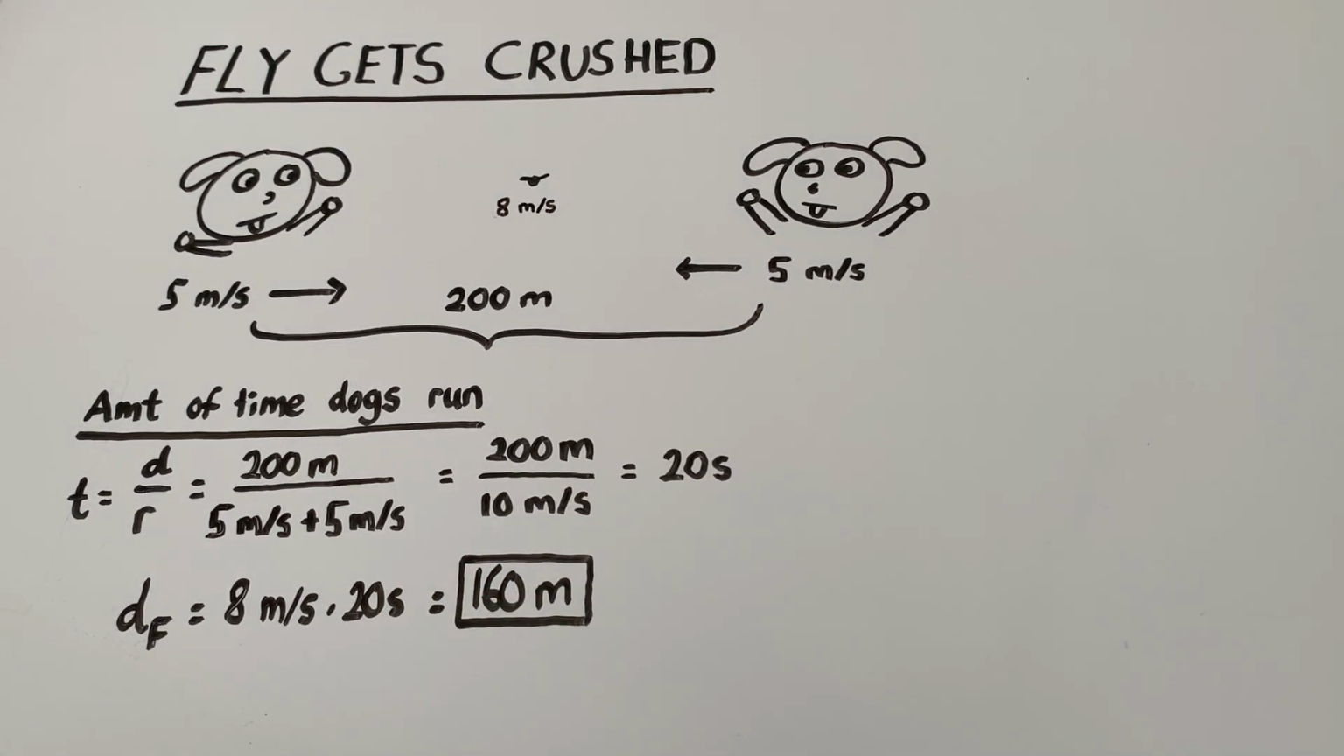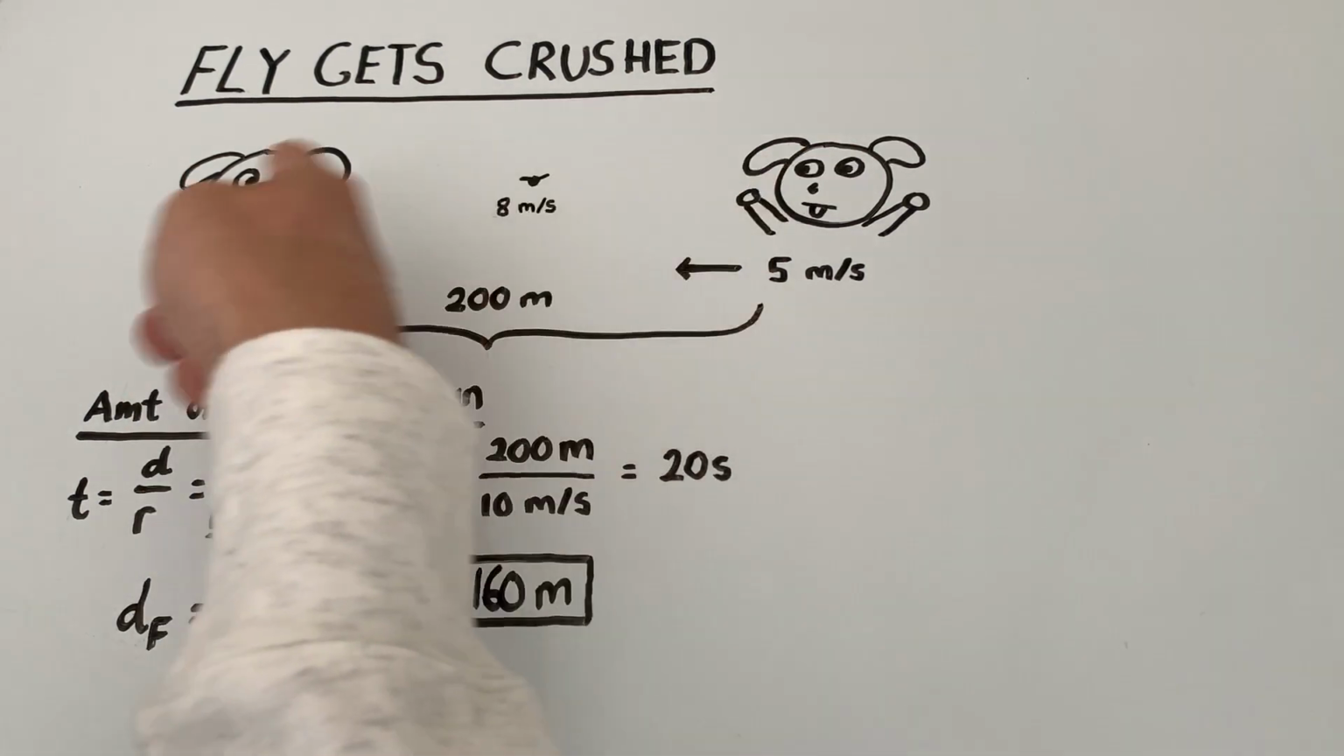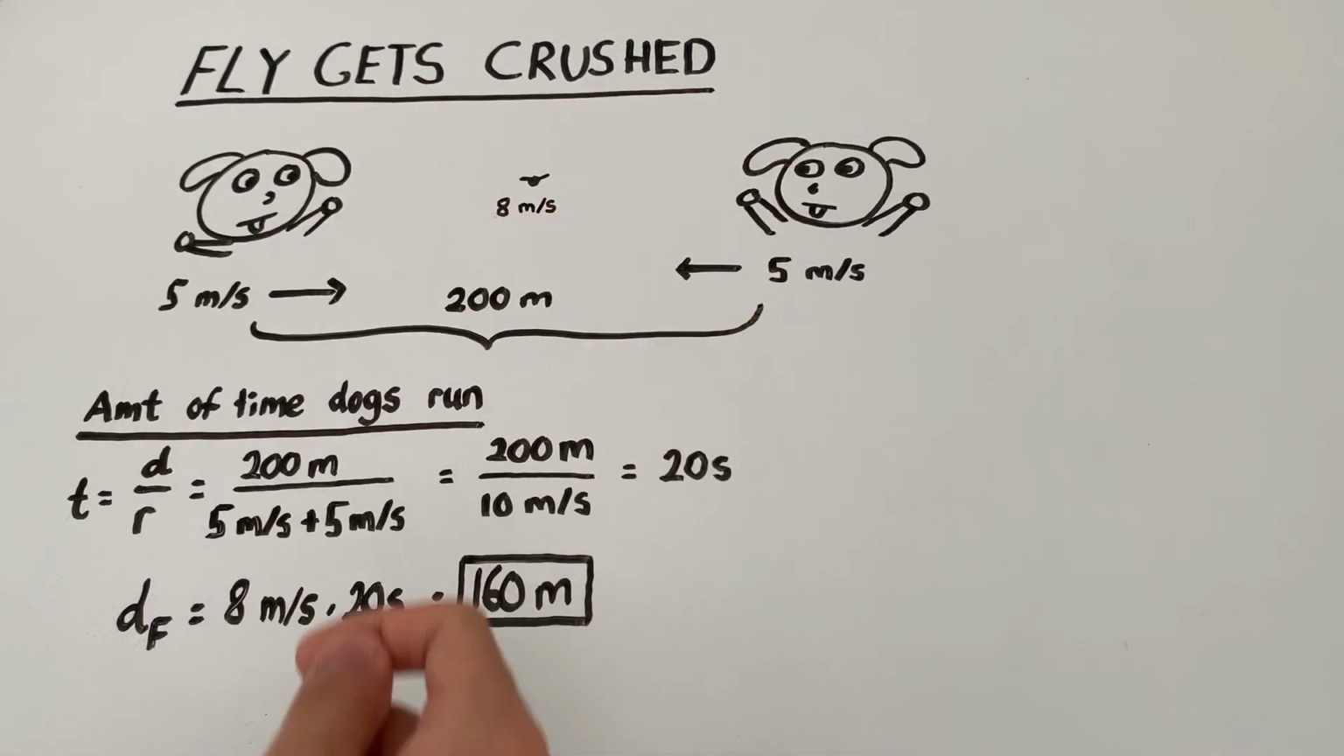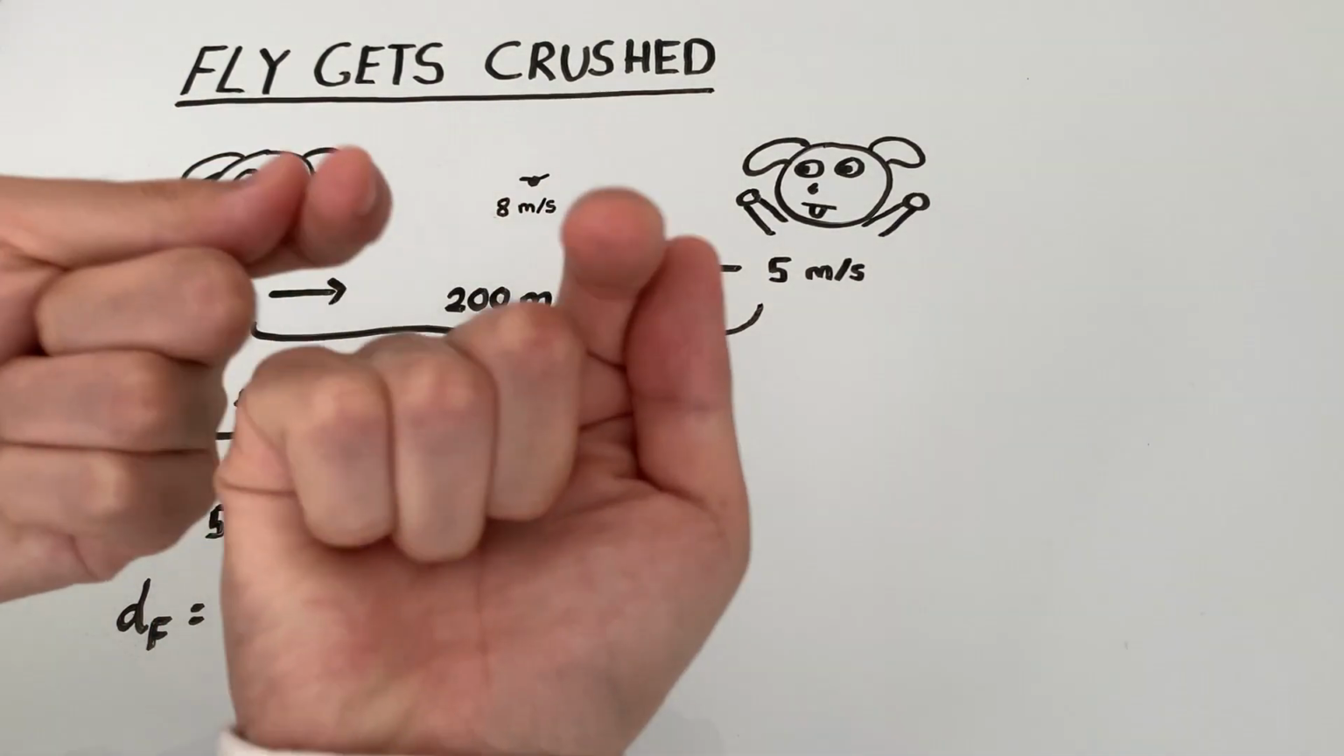So unless this fly was intentionally trying to hurt itself, then next time, instead of doing all of this back and forth nonsense, maybe it should just go up instead.